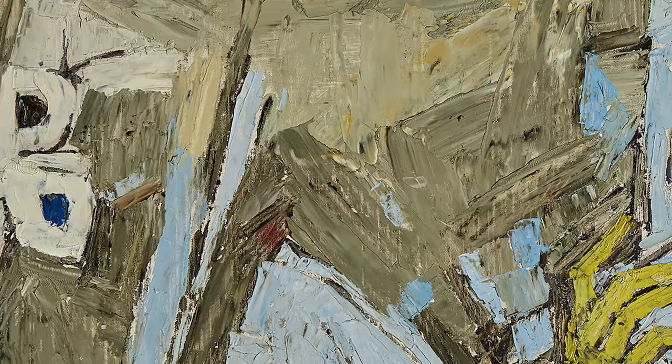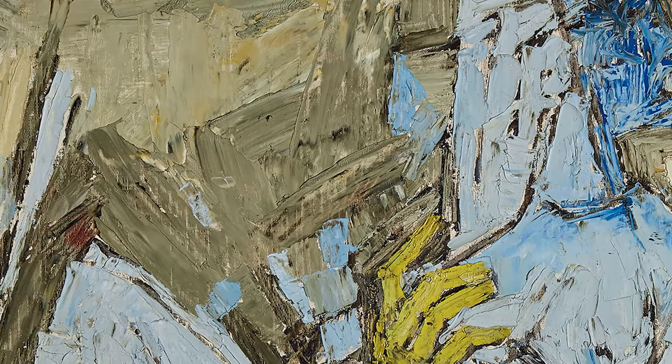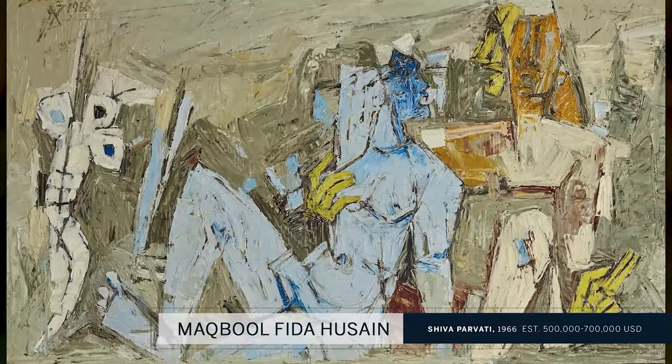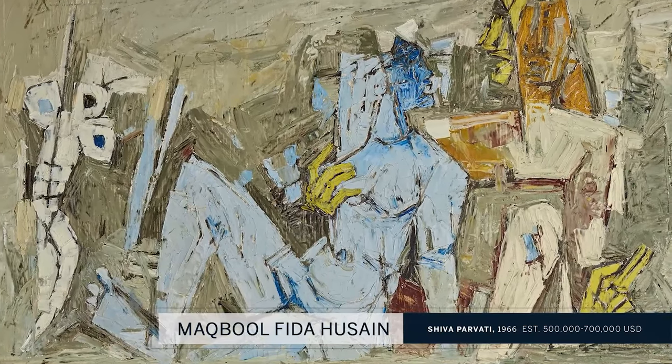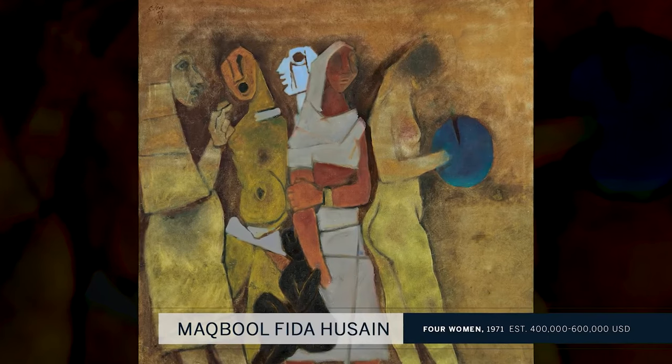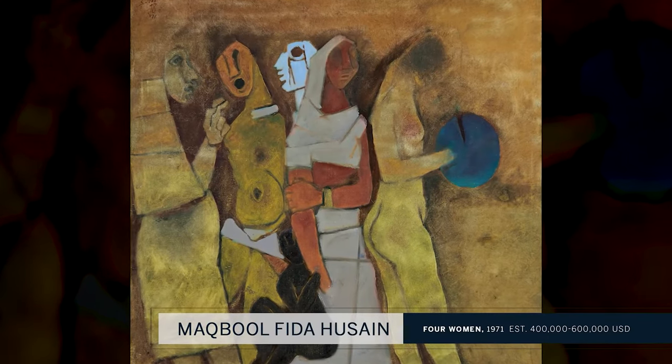Post-independence, the figure in Indian art became connected with the conception and dissemination of a new nation's artistic and cultural identity. Maqbool Fida Husain was a founding member of the Progressive Artists' Group, for whom the female figure was an enduring subject in his way of expressing a vital quality of Indianness. Shiva Parvati is a profound example of Husain's unique blend of post-independence and post-impressionist painting. Four Women from 1971 is a masterpiece in Husain's opus.